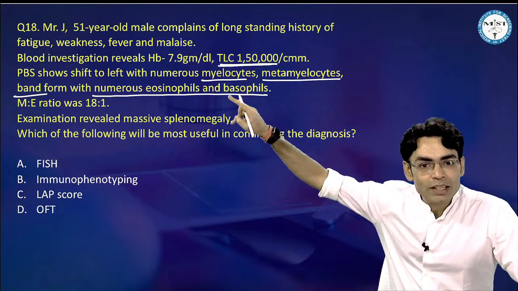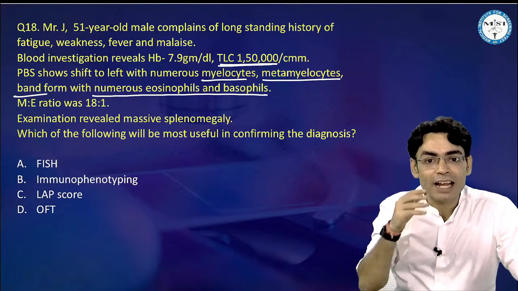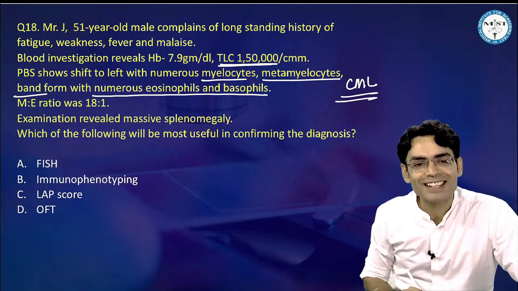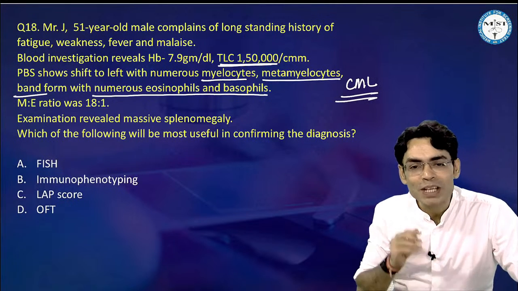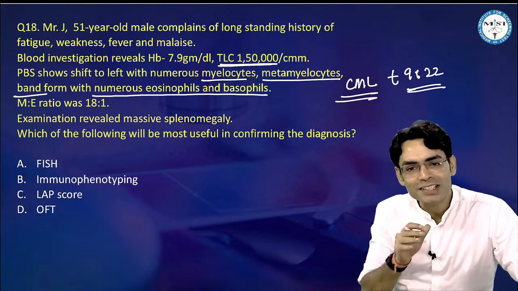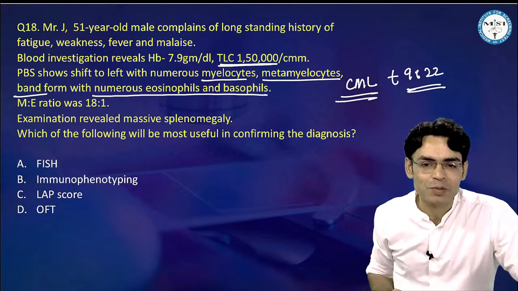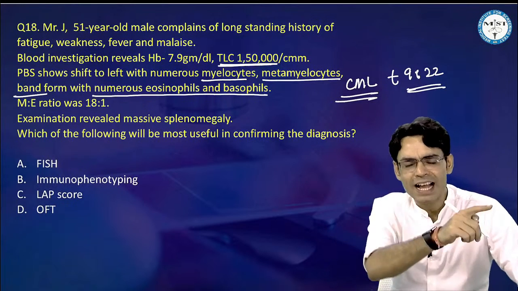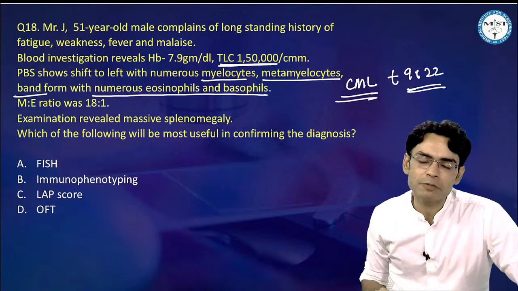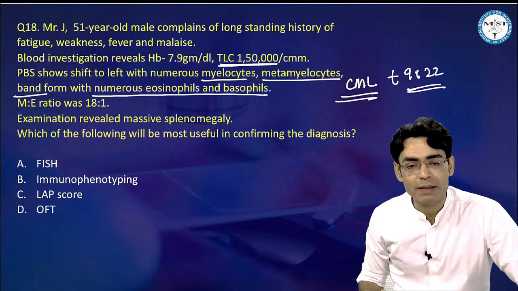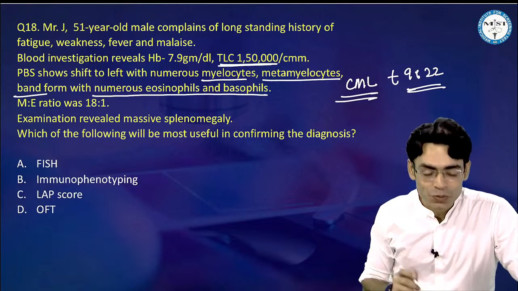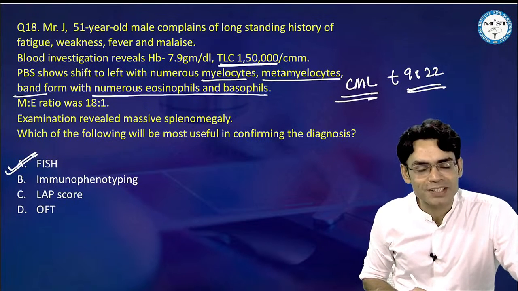Here you can see basophils are high, eosinophils are high, myelocytes, metamyelocytes, shift to left. So what is this? The diagnosis is CML. And when we are talking about chronic myeloid leukemia, what is the translocation we are looking at? Translocation 9;22. What is this translocation called? Philadelphia chromosome. And whenever we are talking about any kind of translocation or genetic abnormality, the most sensitive and specific technique to find it out is fluorescence in situ hybridization. So the correct answer for this question is FISH.